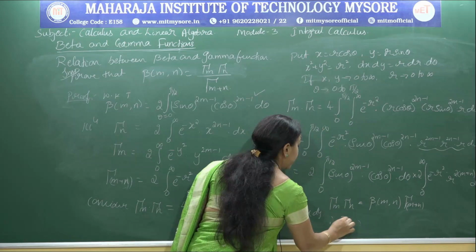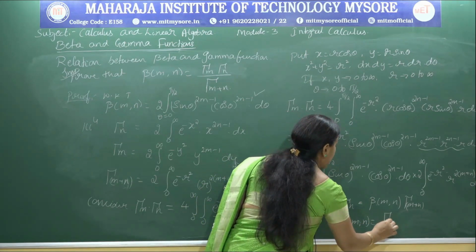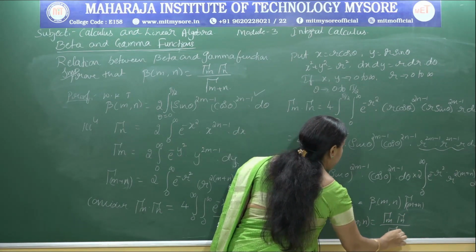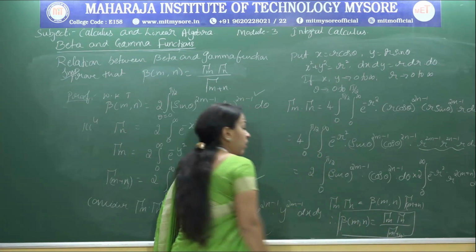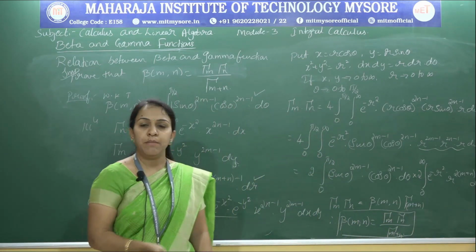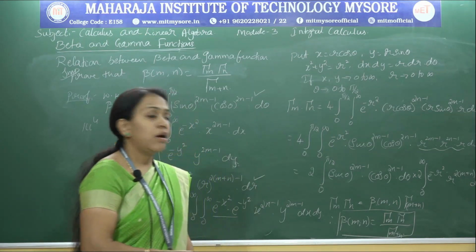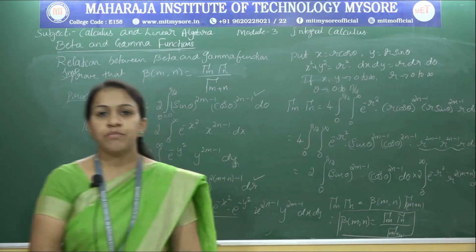So we have our required result, beta m comma n is nothing but gamma m into gamma n by gamma m plus n. So whenever we have beta m comma n, that can be replaced by gamma m into n by gamma m plus n.